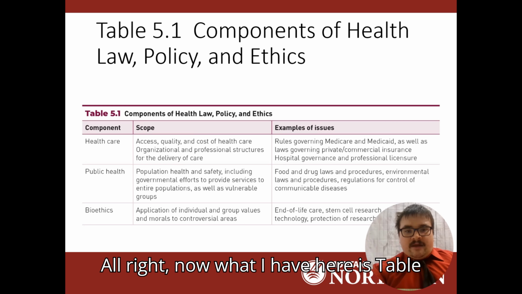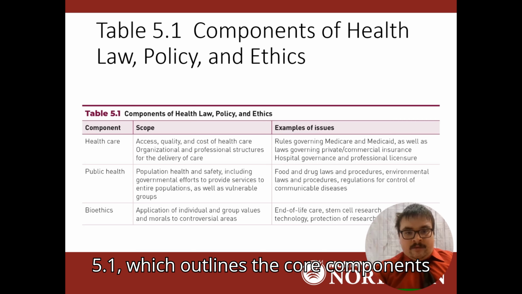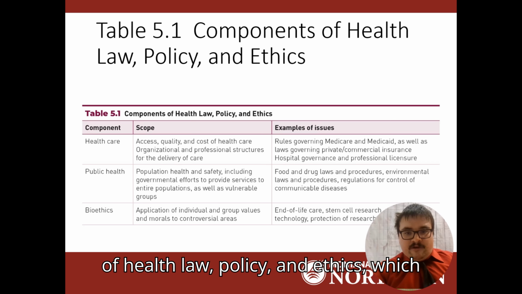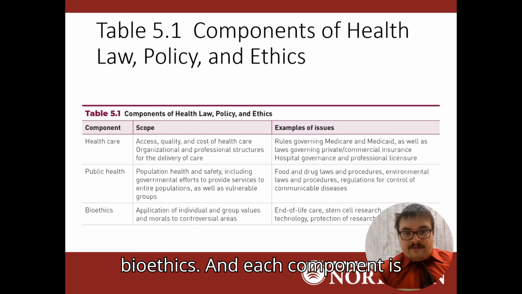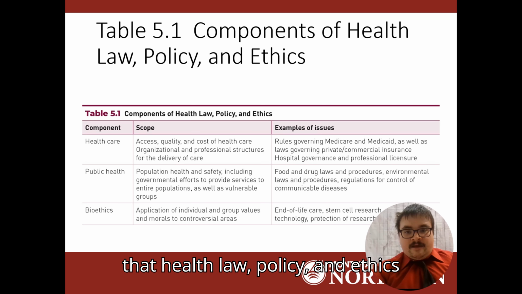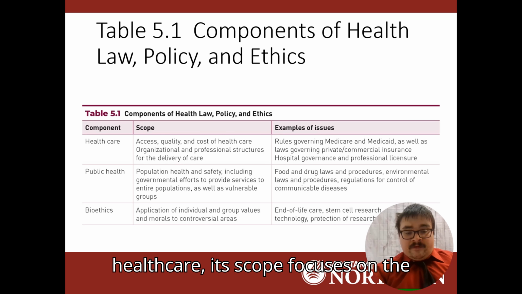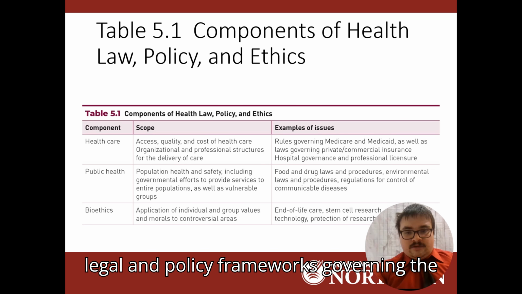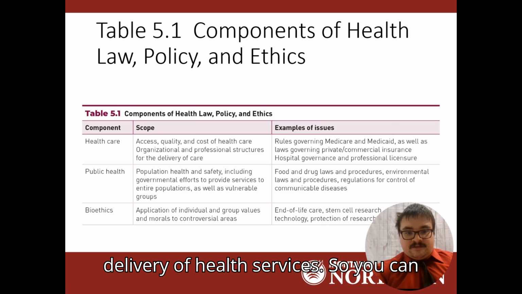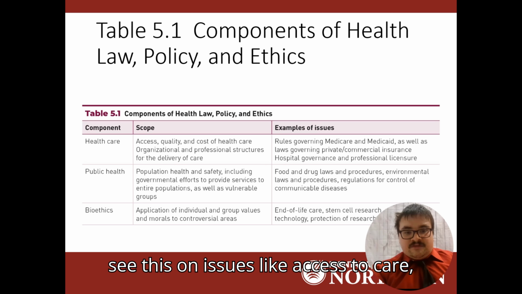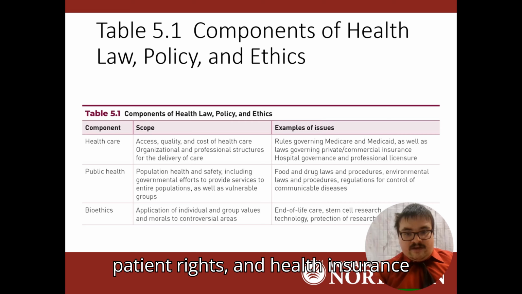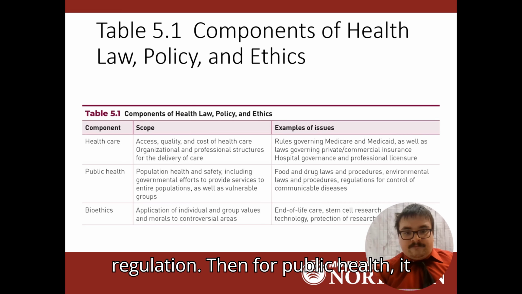All right, now what I have here is Table 5.1, which outlines the core components of health law, policy, and ethics, which are healthcare, public health, and bioethics. And each component is linked to specific issues and challenges that health law, policy, and ethics address. First, starting off with healthcare, its scope focuses on the legal and policy frameworks governing the delivery of health services. So you can see this on issues like access to care, patient rights, and health insurance regulation.